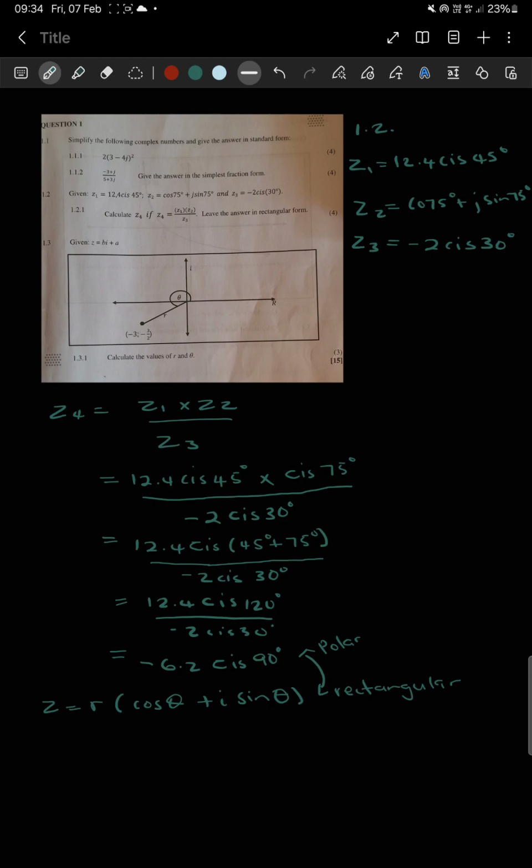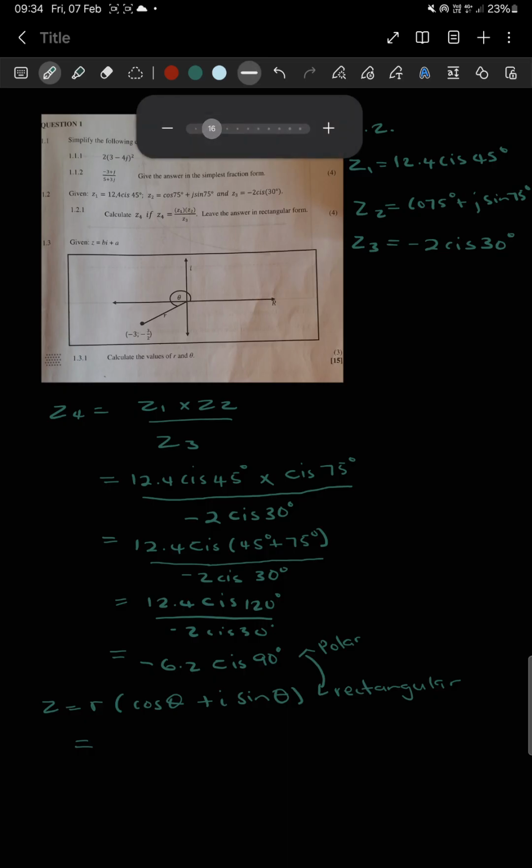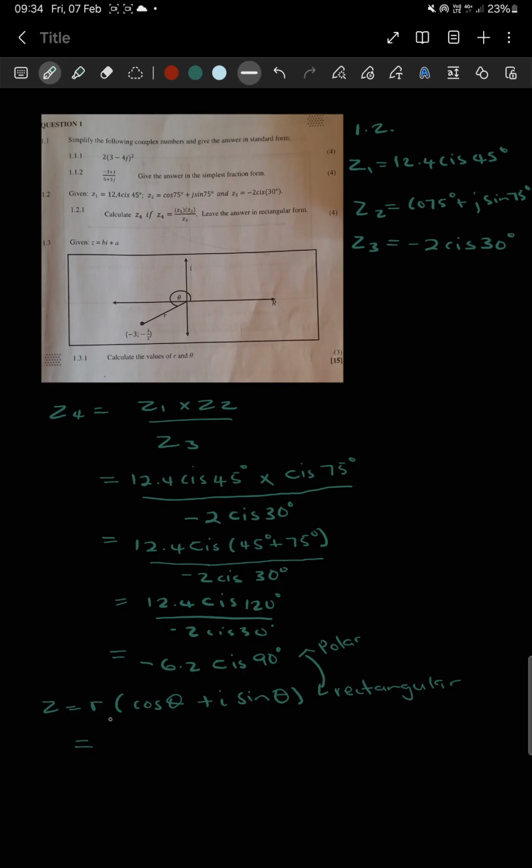So our r will be negative 6,2, then cos 90 degrees plus j sine 90 degrees. This is a special angle, 90 degrees. You don't need a calculator. You can simply go straight into it. So it's negative 6,2.